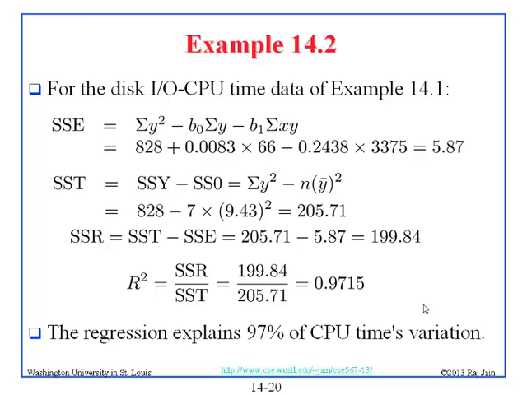And so what we are saying here is that X explains, or this regression explains, 97% of the variation. Okay, that means sum of the squared errors. It explains 97% of the sum of the squared errors. Without the regression, sum of squared errors was 199. With the regression, it is only 5.